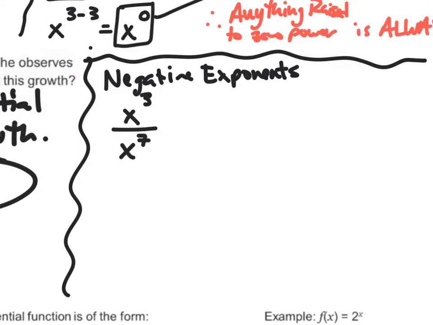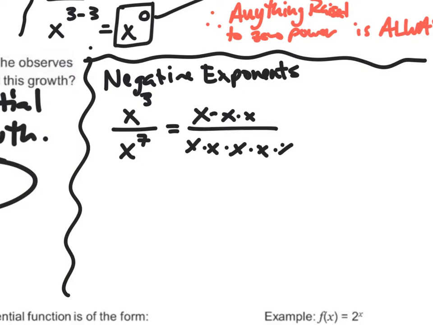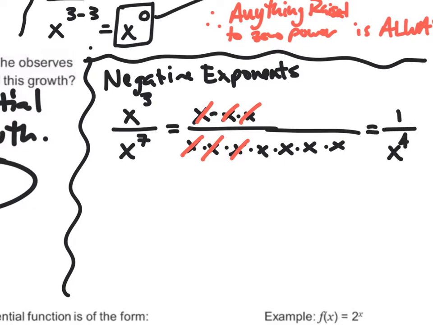Now, if we were to do the subtraction model, let's go ahead and just do it all out first. We've got x times x times x divided by x times x times x times x. So 1, 2, 3, 4, 5, 6, 7. When these divide out, x over x is 1, x over x is 1. You're left with 1 over x to the fourth power.